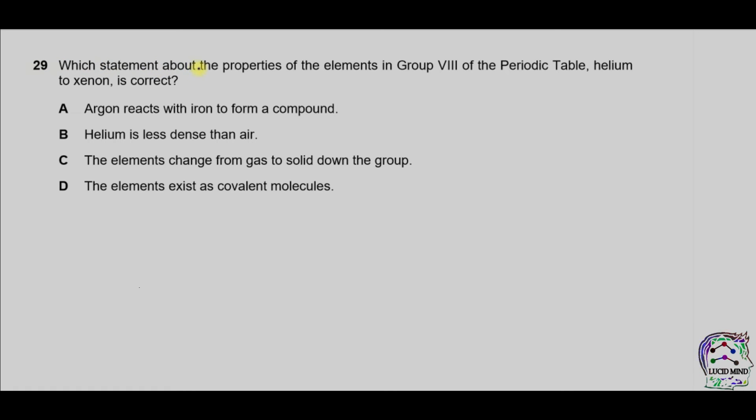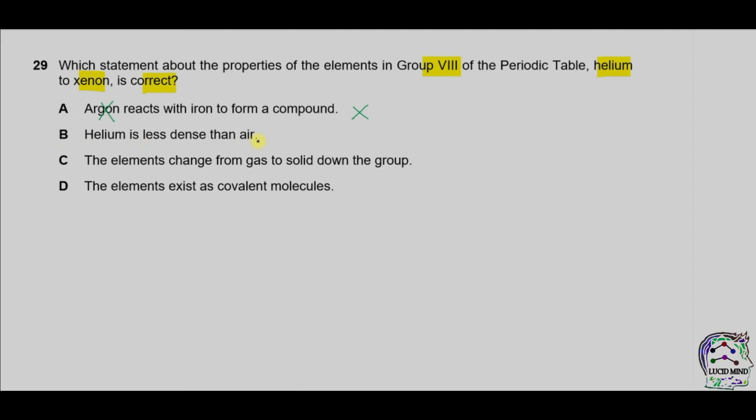Question 29. Which statement about the properties of the element in group 8 of the periodic table, helium to xenon, is correct? Part A. Argon reacts with iron to form a compound. Now argon is a group 8 element, so therefore group 8 elements are noble gases which are unreactive, so they do not form compounds.